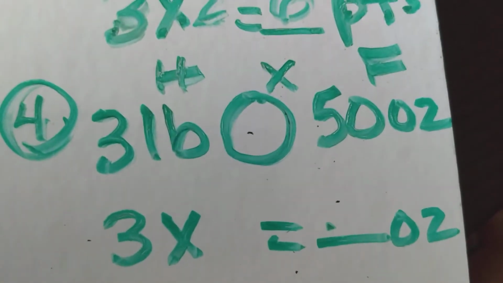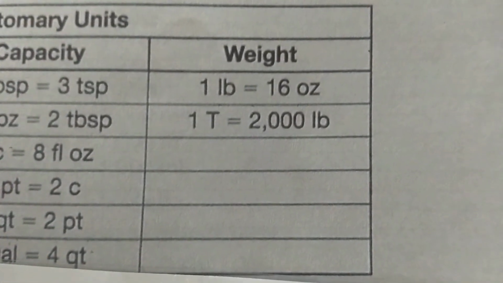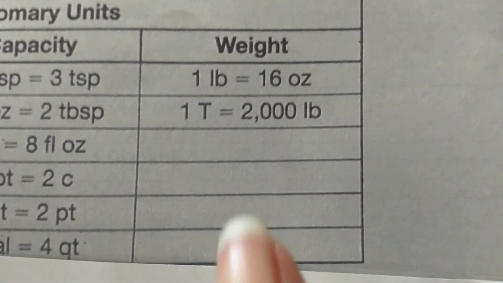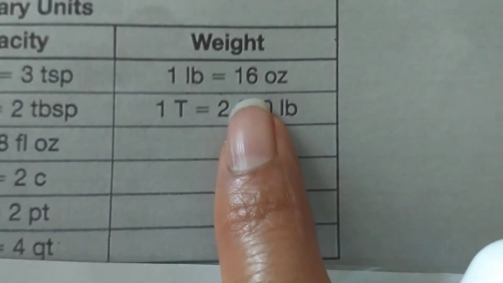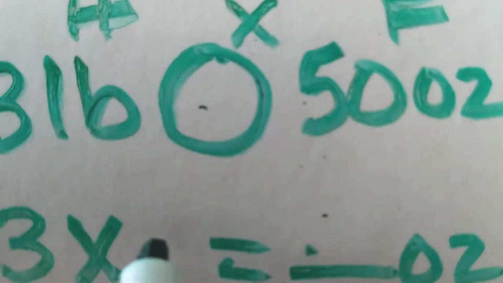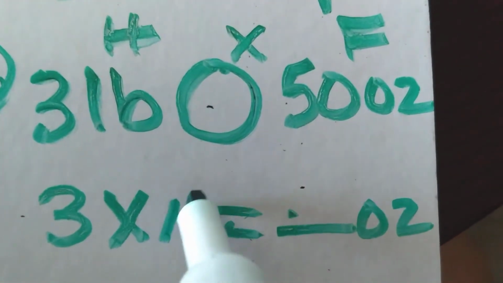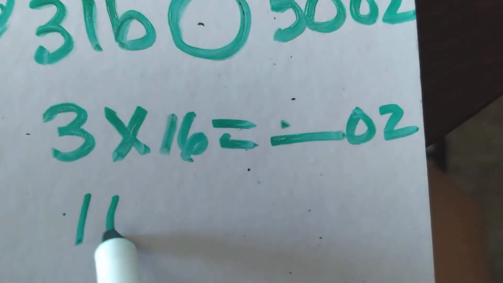We're going to change those pounds to ounces. So let's look at our charts, pounds to ounces. We go all the way up and look under weight. Looking at weight, we notice here that 1 pound equals what? 1 pound equals 16 ounces. So we need to multiply by 16. So 3 times 16. Ready? I just need to rewrite that so I can cross multiply.